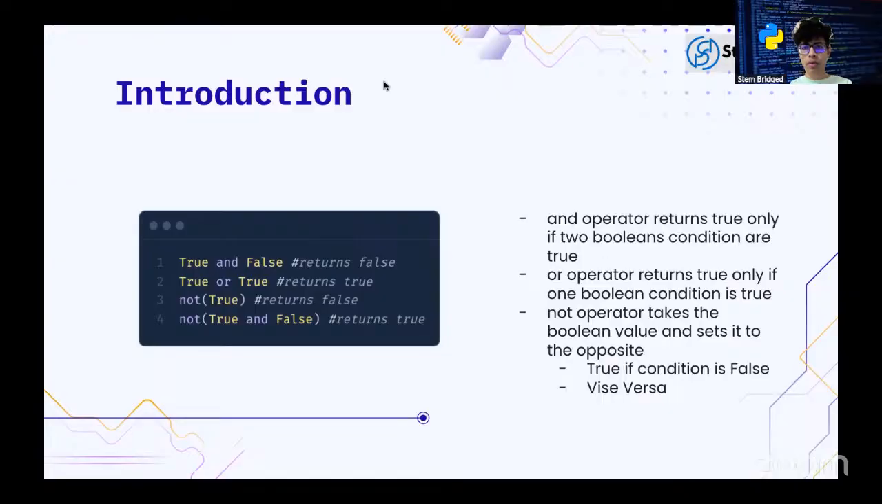The second one is the OR operator. The OR operator returns true if at least one Boolean condition is true. So we can see this in line number 2. It says true or true. True or true will return true. If it said true or false, that will return true. Basically, it just needs one of these to be true to return true, else it's going to return false. It's kind of like the opposite of the AND operator.